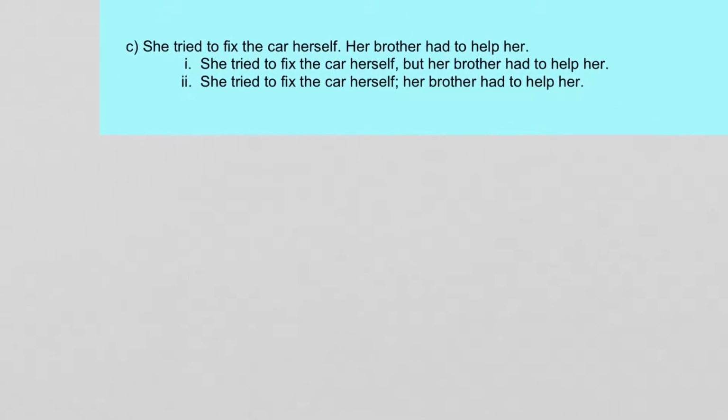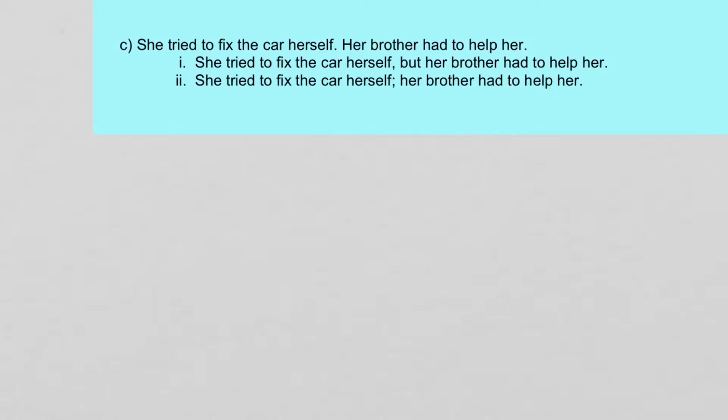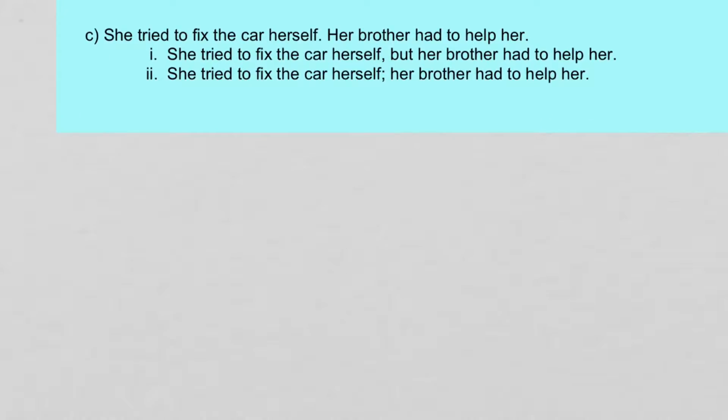Last example with this comma but being replaced by a semicolon. You could have two sentences. The first sentence could be, she tried to fix the car herself. Next sentence, her brother had to help her. Or you could combine them with comma but. You could say, she tried to fix the car herself, comma, but her brother had to help her. Or instead of that comma but, you could put in a semicolon: she tried to fix the car herself, semicolon, her brother had to help her. She tried to fix the car herself, her brother had to help her.